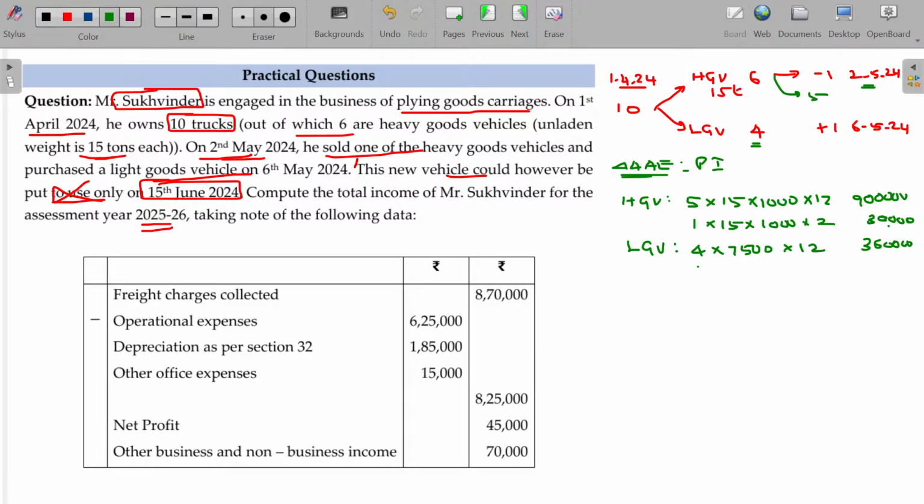And apart from that, one new asset was also purchased, also a light goods vehicle, 7,500. The date of purchase being 6/5, 6/5 to 31st March, maybe 11 months. Am I right? Okay, part of a month will be considered as one full month. So overall 11 months, 82,500. The overall revenue from owning and maintaining the goods carriages being 13,72,500.